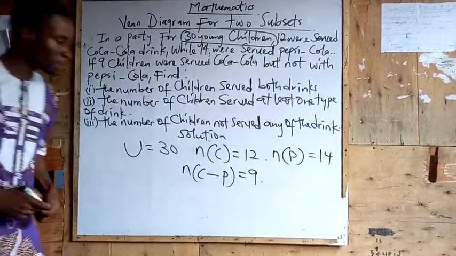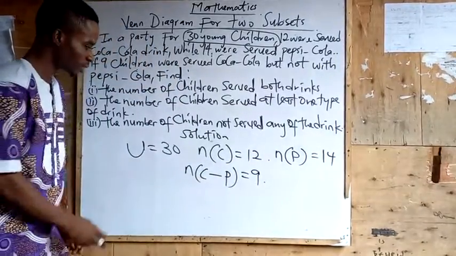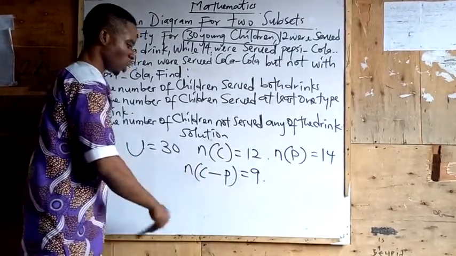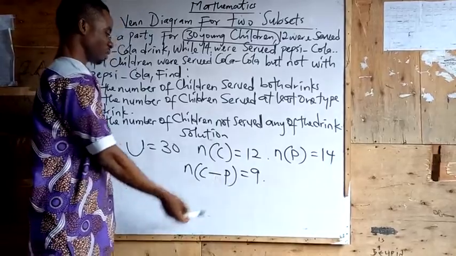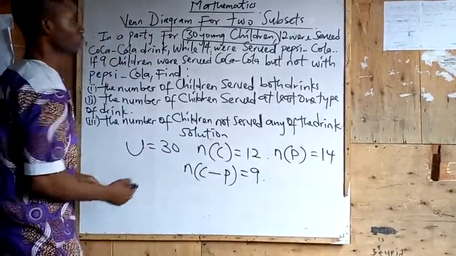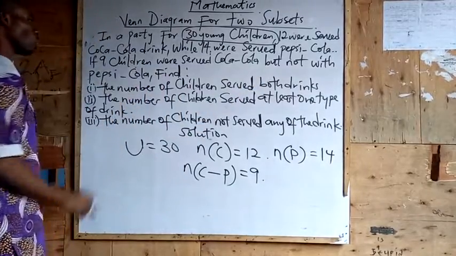I believe you still remember the meaning of this. 9 children were served Coca-Cola but not Pepsi. That means they were only served Coca-Cola, not Pepsi. That means it is in C or not in P. That is the meaning.